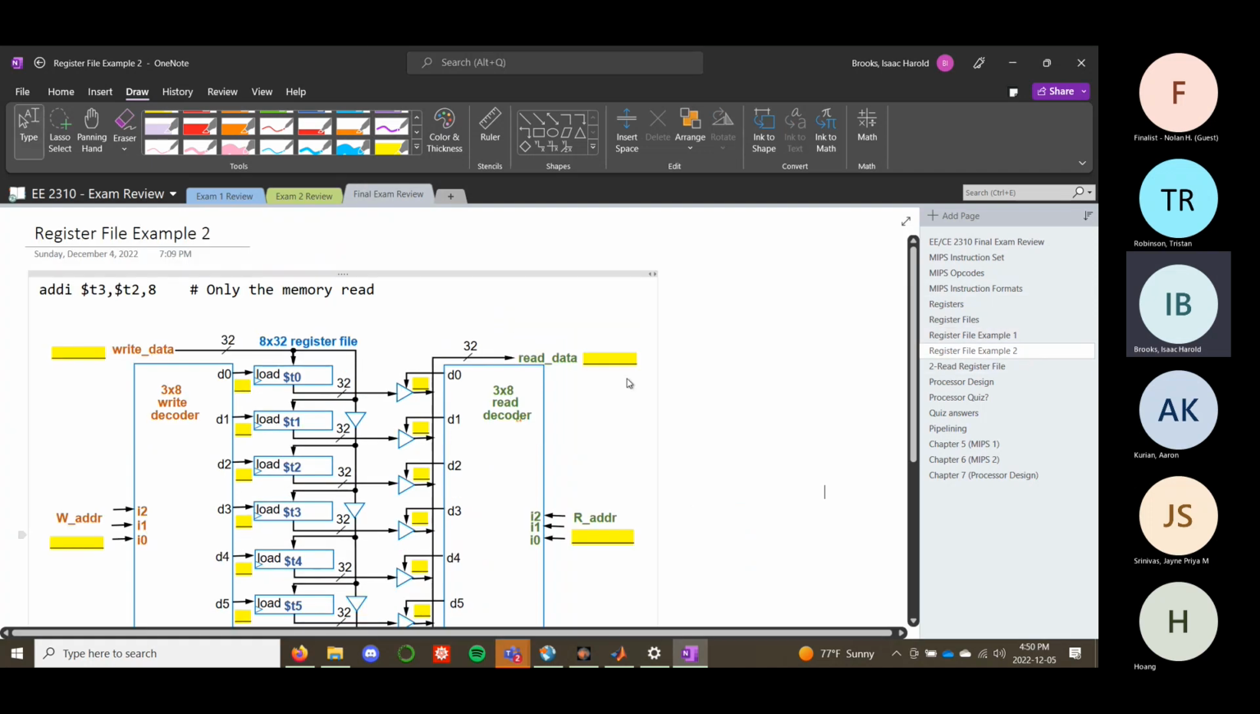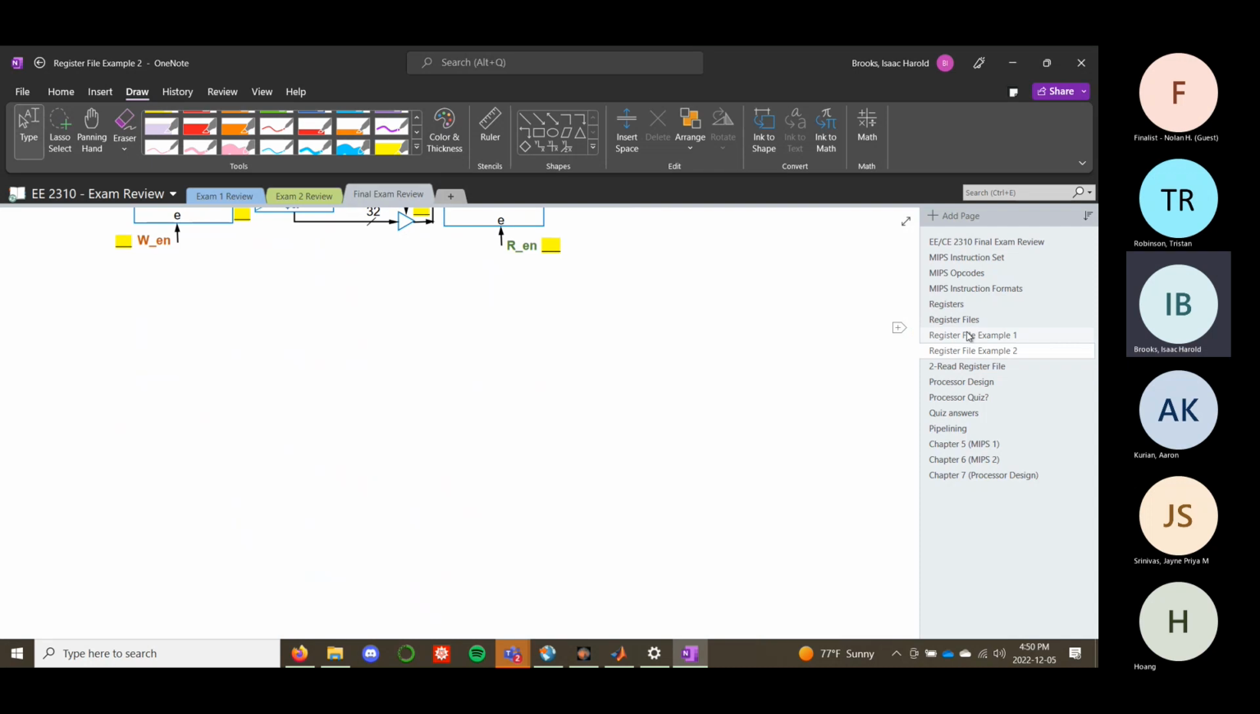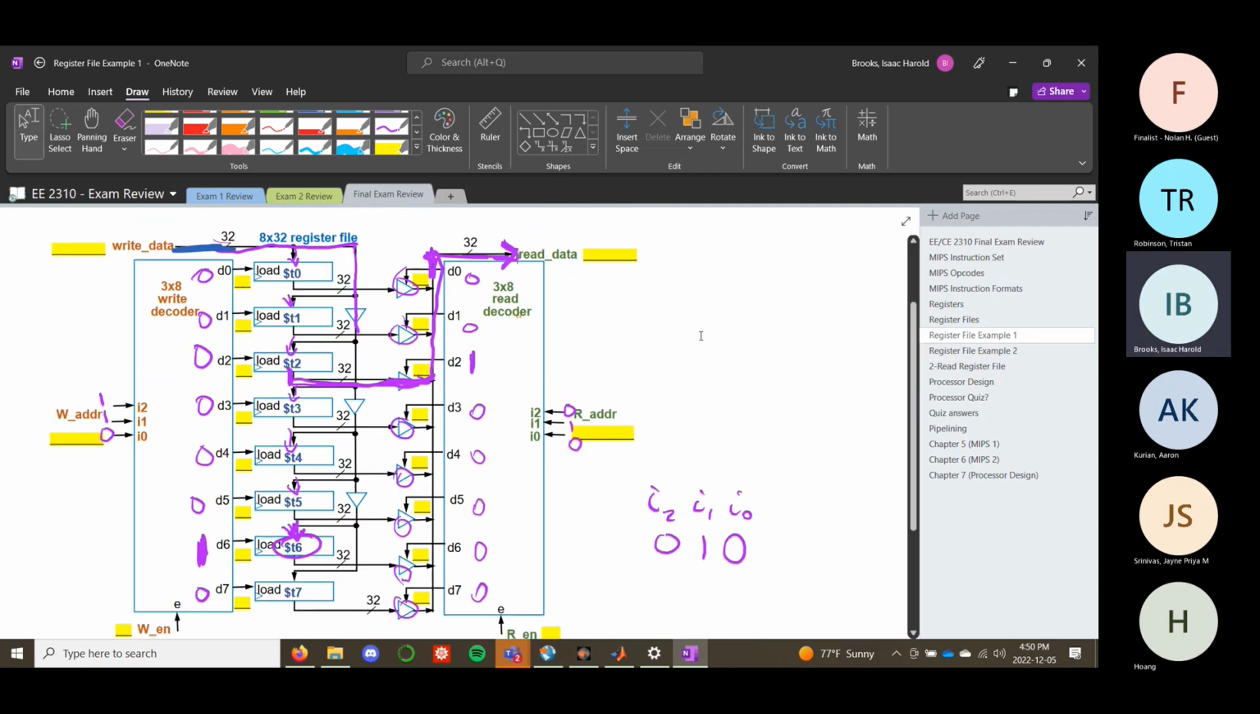The other example is... Wait, so like the one where you say it reads and writes at the same time, like you're writing something in T6 and at the same time reading something? Mm-hmm. Yeah, and that's fine because it's kind of separate hardware to do the read and the write. So in that case, we would have the read enable is 1 and the write enable is 1.